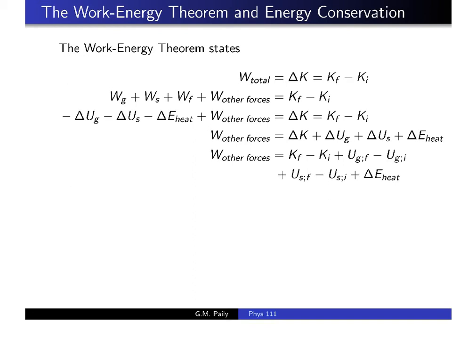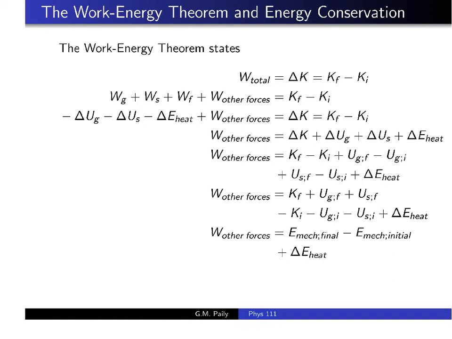And we can expand out all those deltas, right? So we have final minus initial. And we can group together the initial terms and group together the final terms. But then looking at this, it is K plus U, and that's just mechanical energy. So we have the work done by other forces is equal to the final mechanical energy minus the initial mechanical energy plus the energy released as heat, or the work done by other forces is equal to delta E mech plus delta E heat.